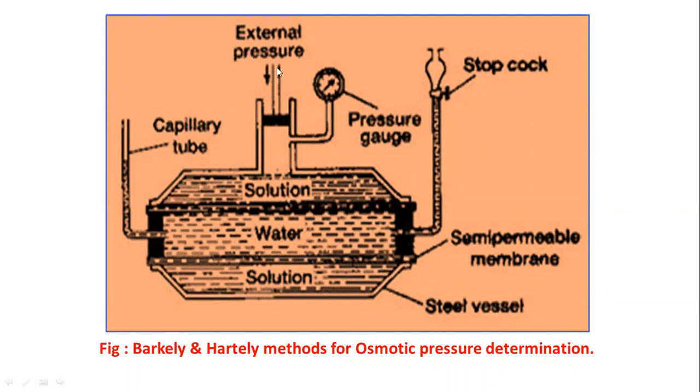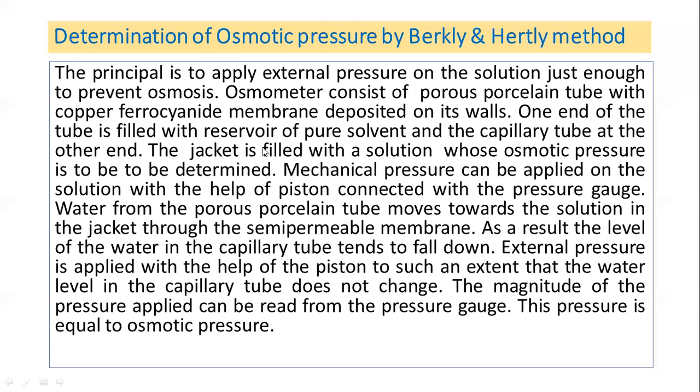and we can apply external pressure here, and this pressure gauge measures the pressure applied here. This is a steel vessel. So let us see. The principle of this method is to apply the external pressure on the solution just enough to prevent osmosis.